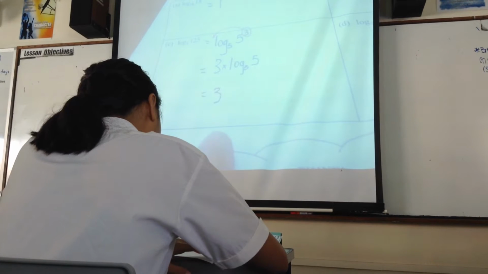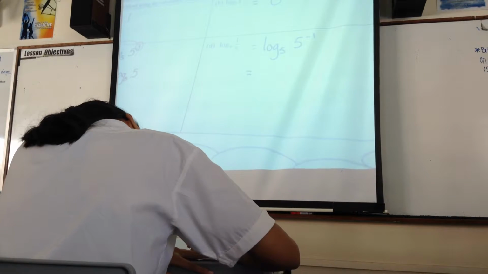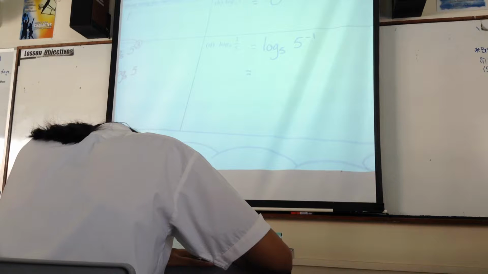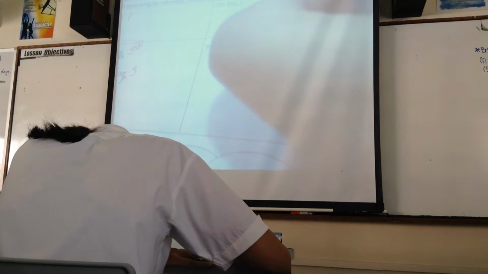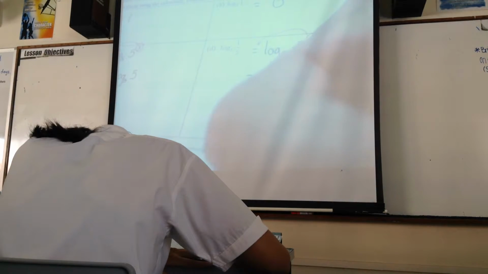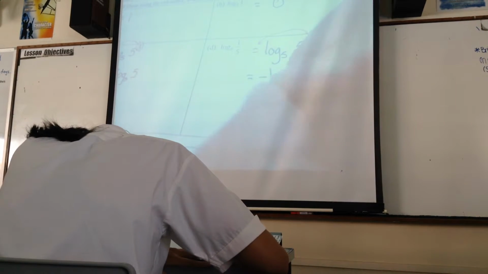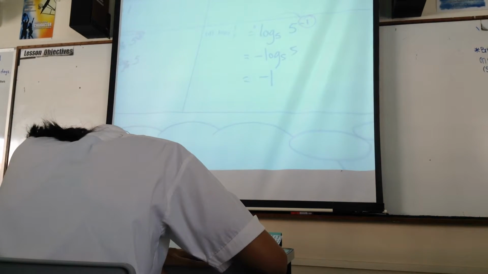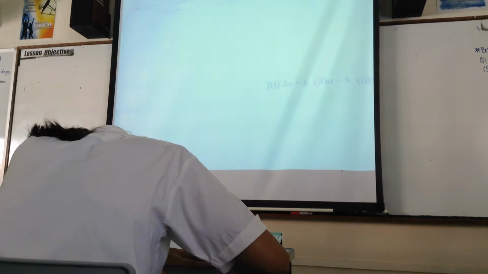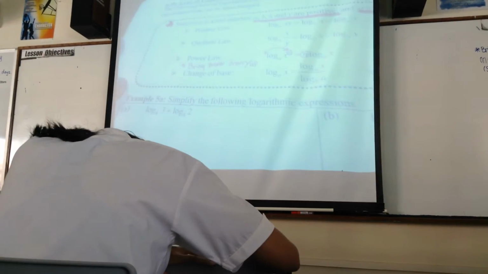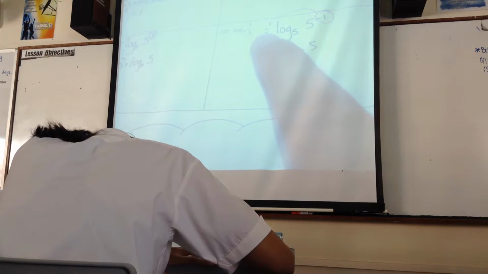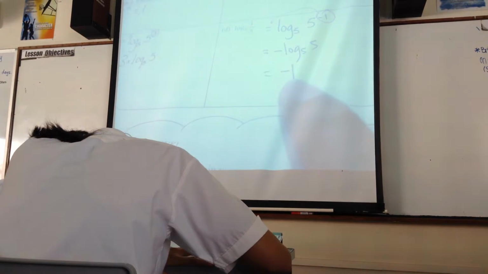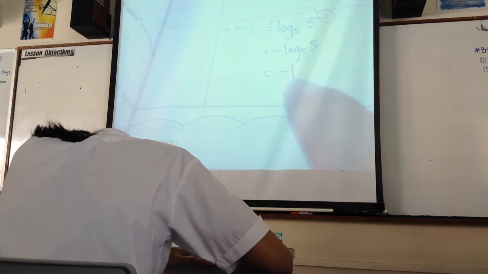Can you try now with the next example? What will you do? Okay, so what will you do to the minus 1? Bring down. So bring down, I'll write negative log base 5 of 5. And what's the answer? Negative 1. Follow now? So we just use the power law on the previous page. Come back to this page. Here, I can bring the power negative 1 down in front of the log. Then log base 5 of 5 is 1. So this is minus 1.